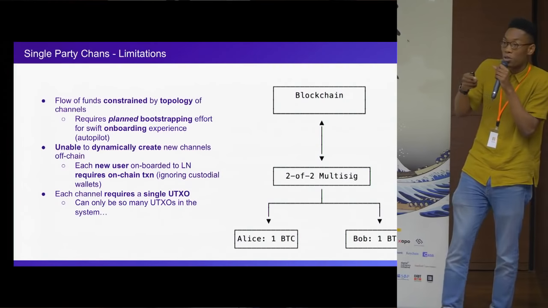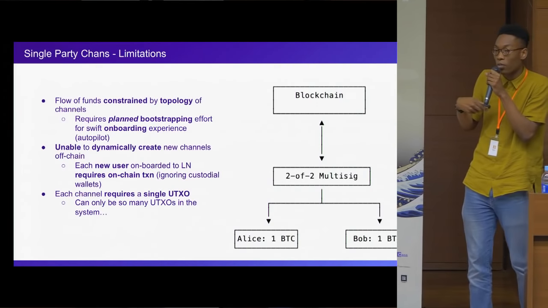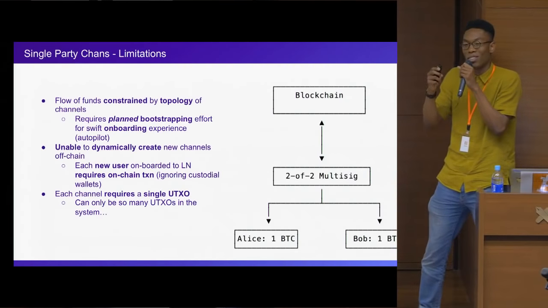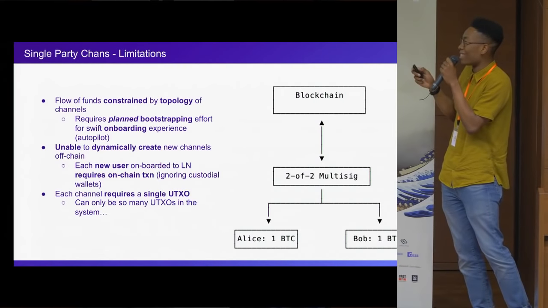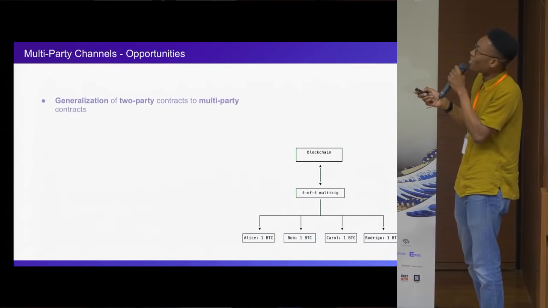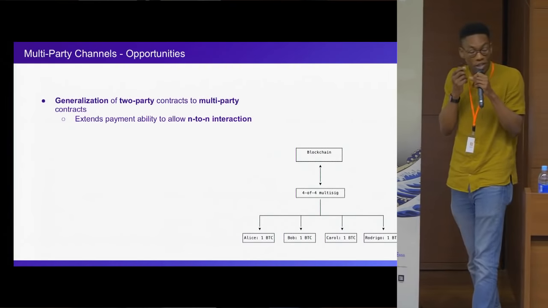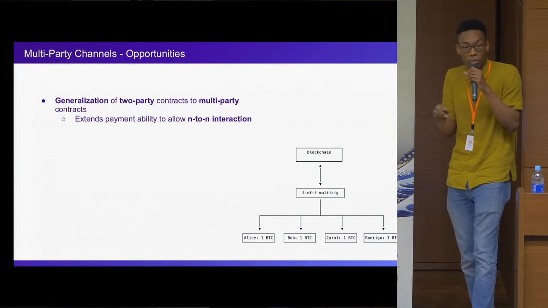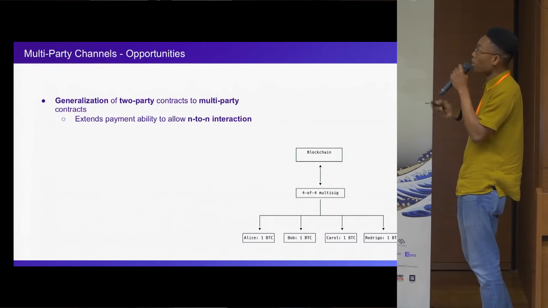There can only be so many UTXOs in the system because it gets harder and harder to verify. And well, I guess maybe you can have the whole accumulator thing, which partially addresses that, but let's ignore that for a second. So now we have multi-party channels, right? Multi-party channels are basically a generalization of two-party channels that allow end parties to actually communicate and have end-to-end interaction.